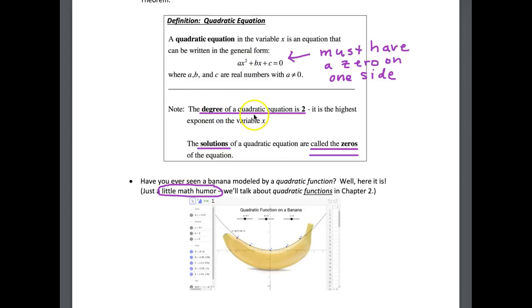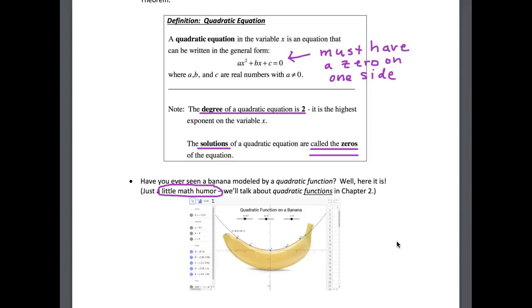We say that the degree of a quadratic equation is 2 because it's the highest exponent we see on the variable. Here the exponent is 2, here it's 1. So the highest exponent we see is a 2. We're going to be finding solutions of a quadratic equation. They're also called the zeros of the equation, and sometimes you might hear them referred to as the roots, R-O-O-T-S, of the equation.